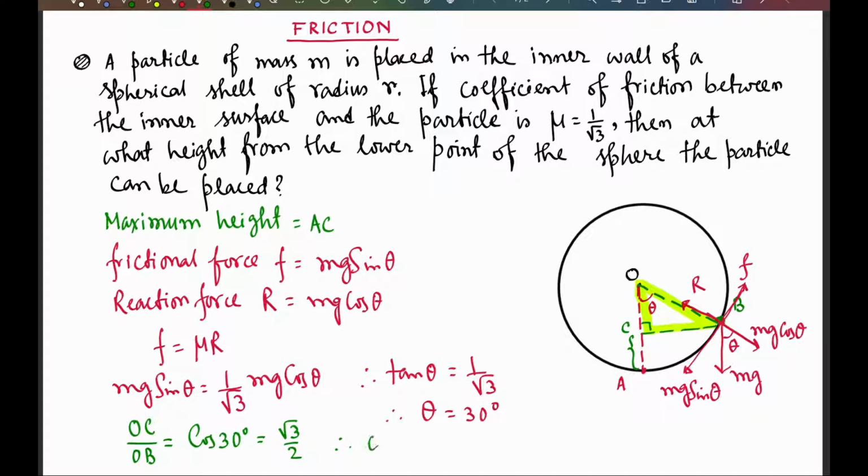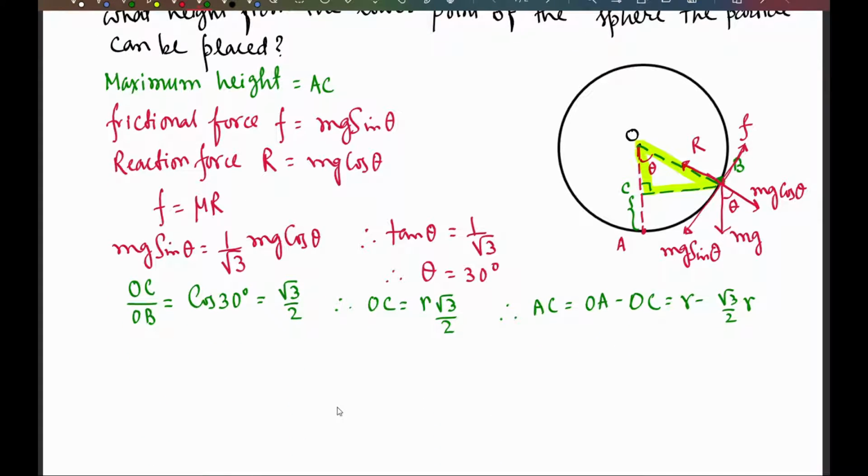Therefore, OC is equal to R root 3 by 2. Therefore, AC is equal to OA minus OC. This is R minus root 3 by 2 R. So we can write it as R times (1 minus root 3 by 2).